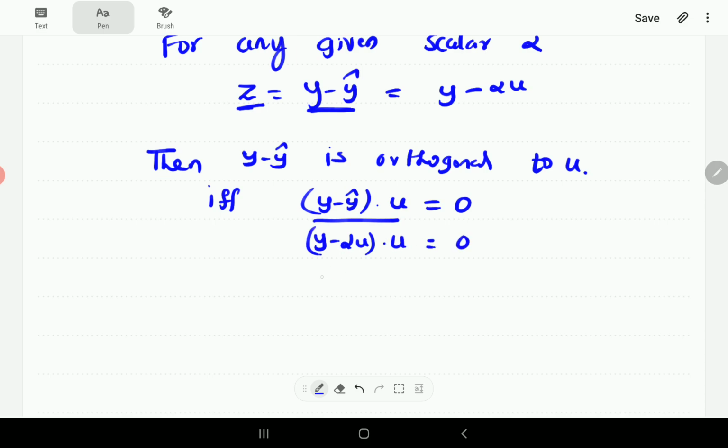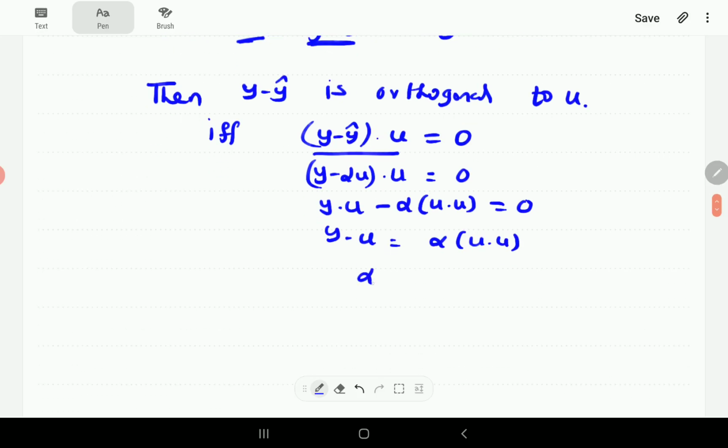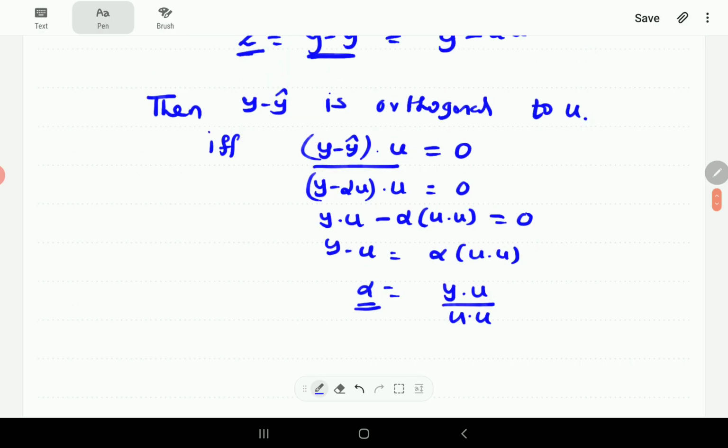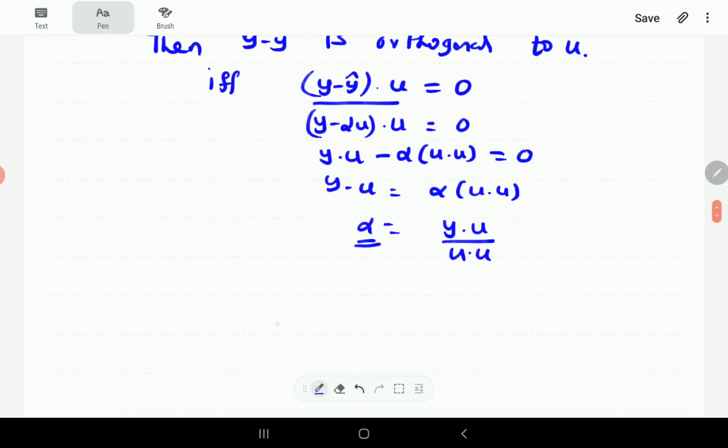Now let me multiply this out. This is y dot u minus alpha, taking it out, times u dot u, which is equal to 0. So y dot u is equal to alpha times u dot u. I want alpha, so alpha is y dot u upon u dot u. Put this alpha value in the equation: since y cap is alpha times u, y cap becomes y dot u upon u dot u, into u.